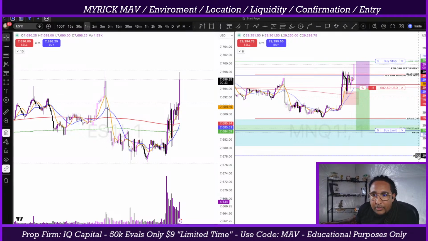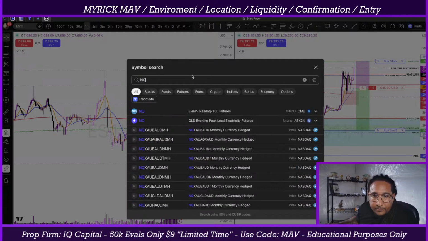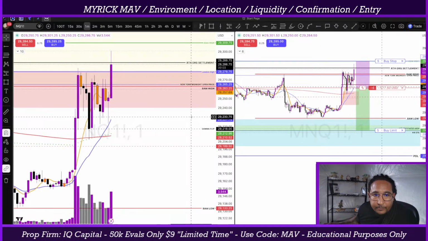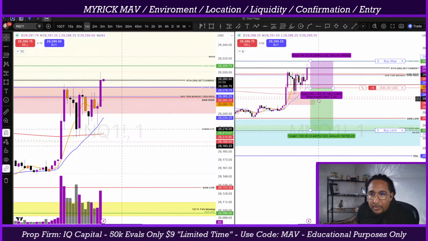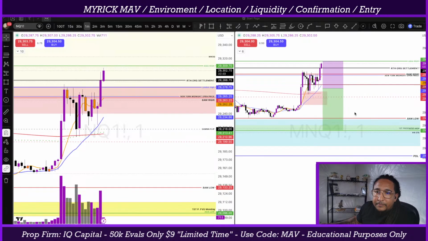Oh, look at that push to the upside there. Wow, that was a big push to the upside. Maybe a stop hunt. That was a big push to the upside there. It may be trying to get us out of this trade and looking for better prices. Yeah, we're gonna get out of this trade.